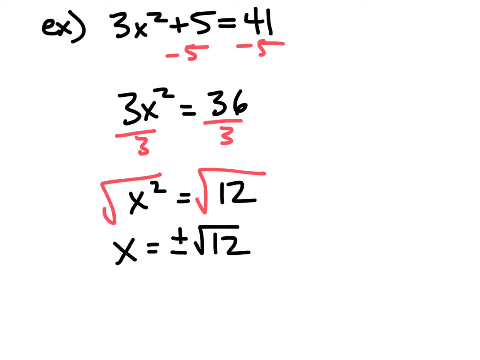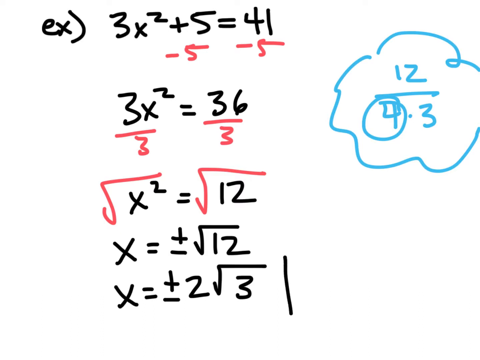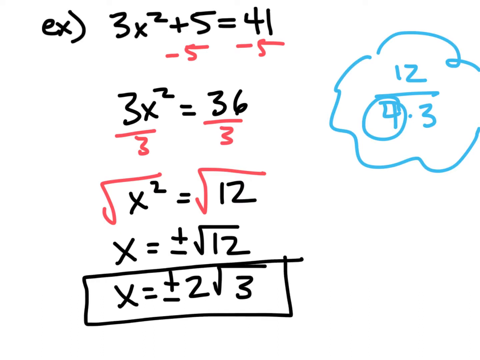Now I have to think, can I simplify this radical? Do any perfect squares go into 12? So over here in my little thought bubble, I'm thinking, 12 is the same thing as 4 times 3, and 4 is a perfect square. So I'm going to pull its square root out. x equals plus or minus, the square root of 4 is 2, so it comes on the outside, and you have that 3 left over. So the two solutions to this equation were x equals plus or minus 2 times the square root of 3.